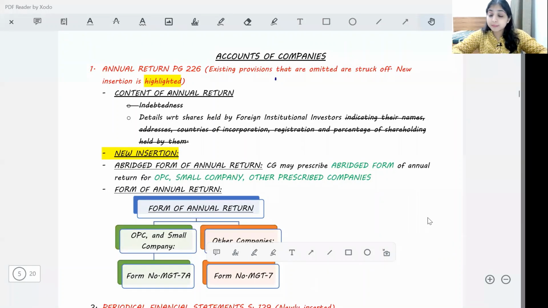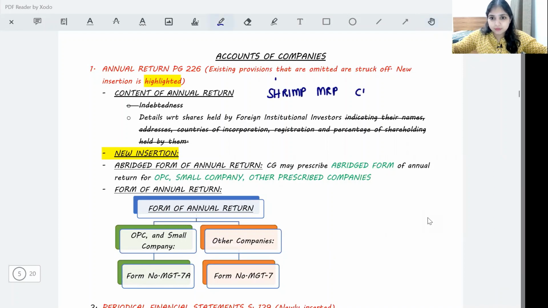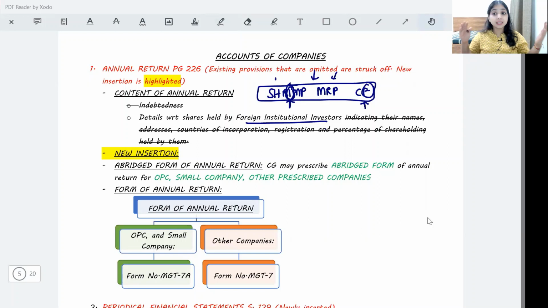Now, under annual return, do you remember we studied about the contents of annual return? Remember, we even learned the hint. Our hint was shrimp, MRP, CF. Students who've learned law with me, you must be remembering. We learned the contents of annual return with the help of this hint, right? And this I was about indebtedness and F was about foreign institutional investors. So we have a change in these 2 points. Indebtedness has been removed. You don't have to write about the indebtedness of the company in the annual return anymore. And the second change is in the last point where you write details about shares held by foreign institutional investors. The last point we learned all their particulars, their names, their address, which country do they belong to, their percentage of shareholding, all that has to be disclosed in the annual return.